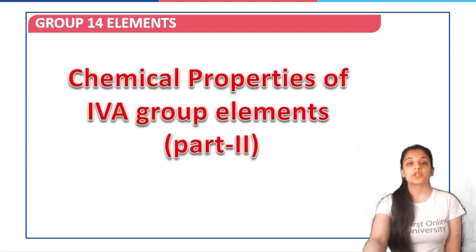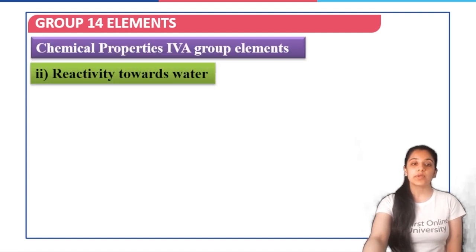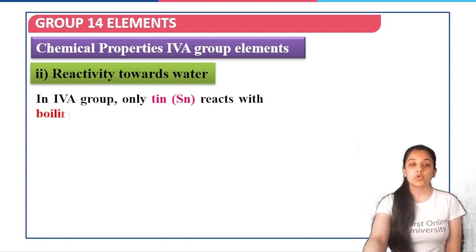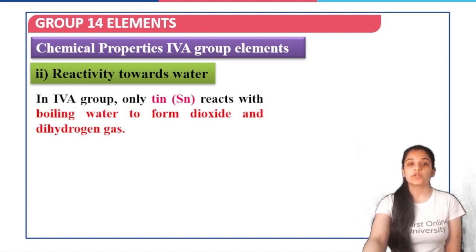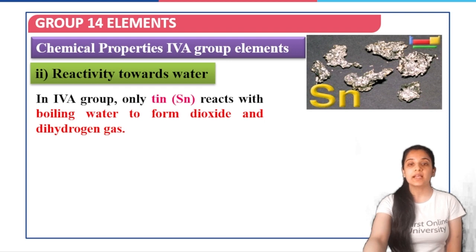Now we move on to part 2 of the chemical properties of group 14 elements. Here we are going to talk about the reactivity towards water. So in group 14 elements, it is only tin which is capable of reacting with boiling water to form dioxide, and H2 gas is going to be liberated.